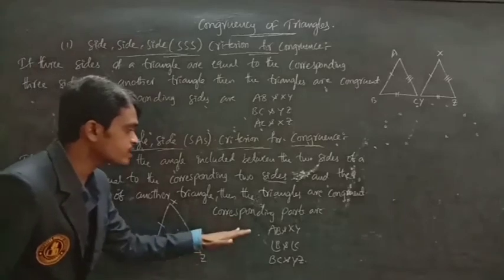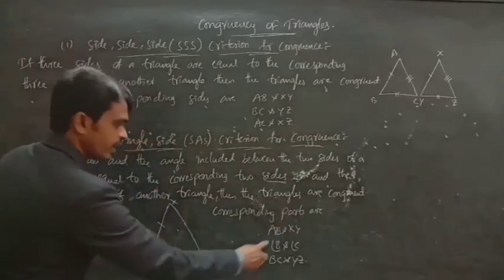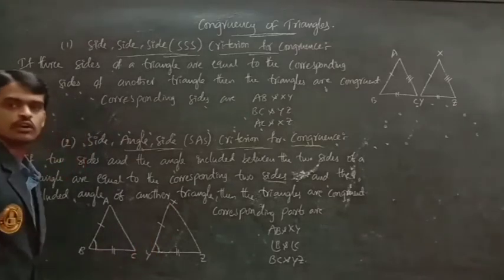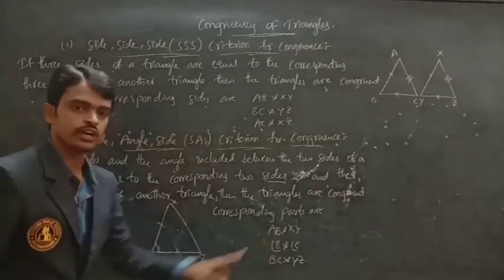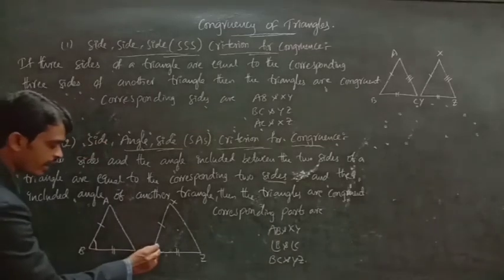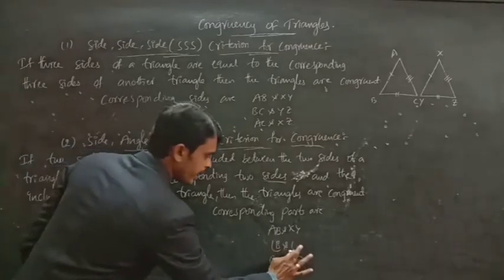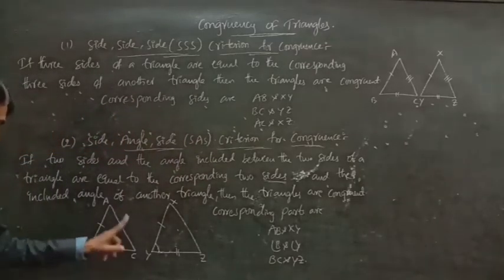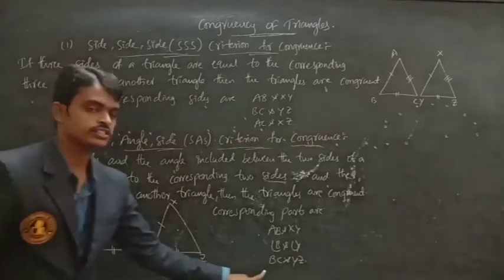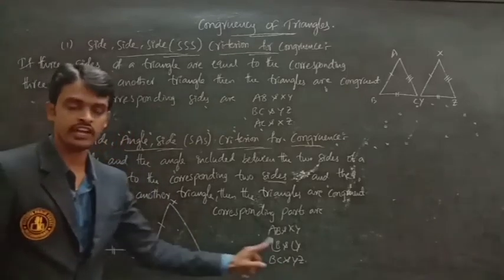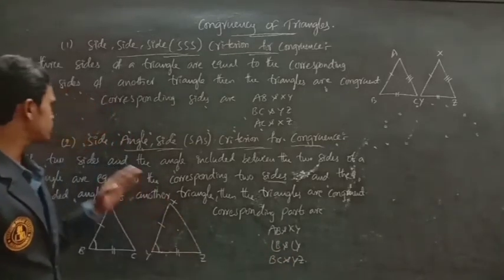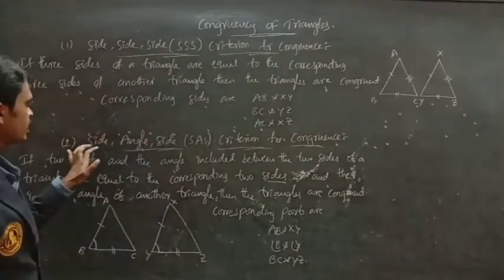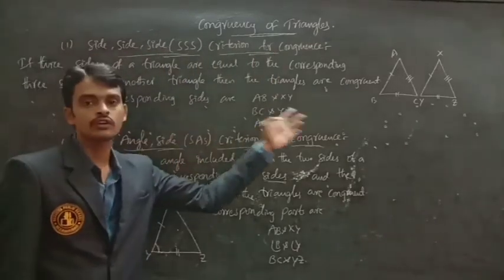So here the corresponding parts are AB and XY, angle B and angle Y, and side BC and YZ. So this is the side criterion of congruence and the side angle side criterion for congruence.